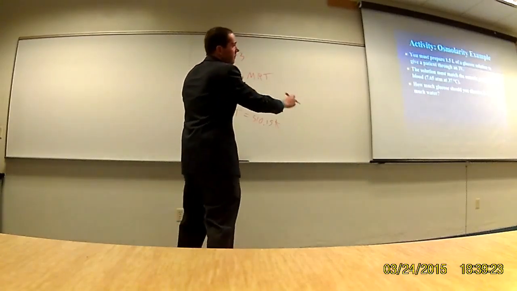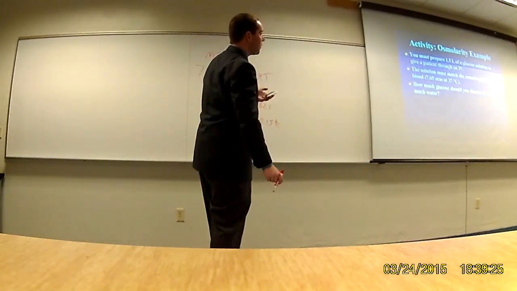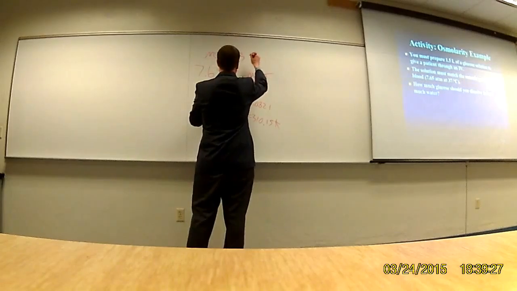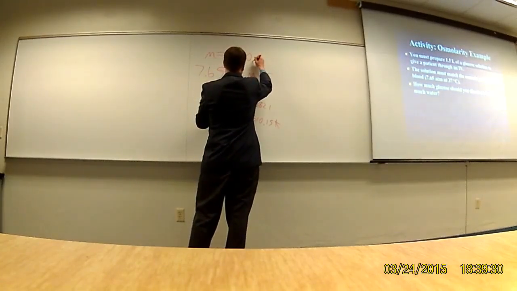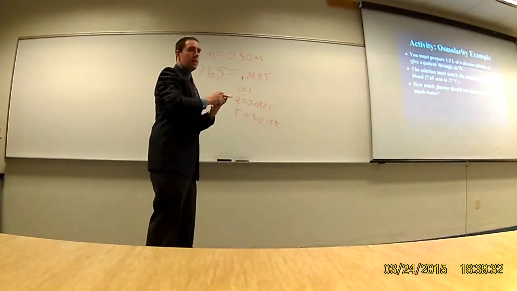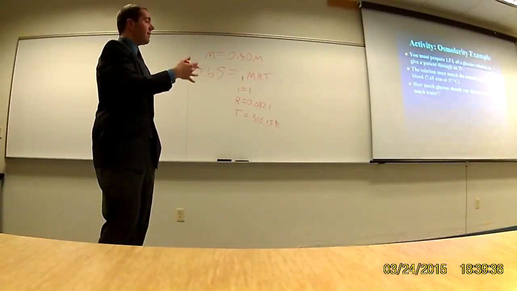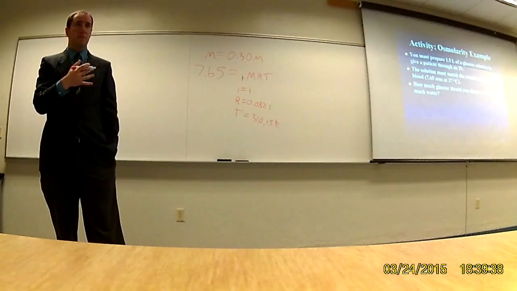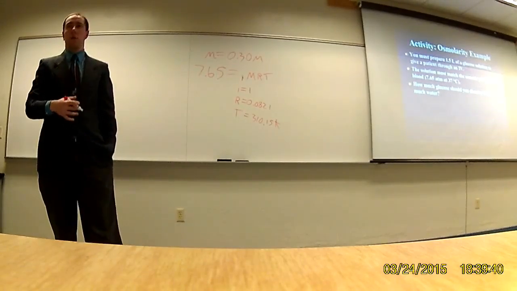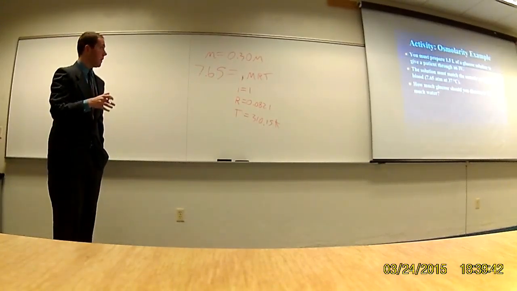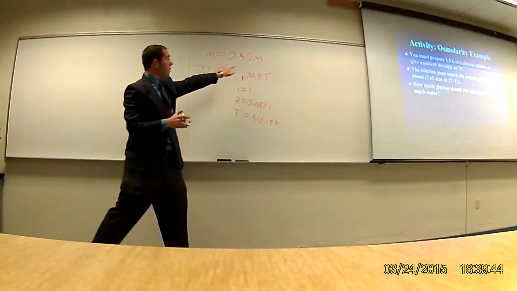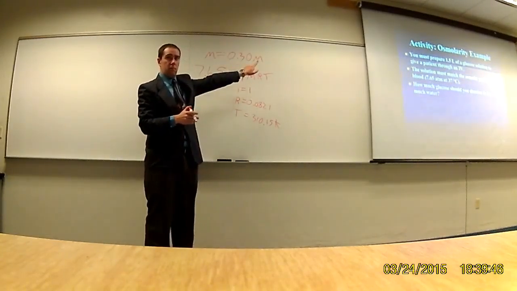So M equals... How many sig figs? 1. 2. 0.37 molar. So we solve for a concentration. The question is, how much glucose should you dissolve and how much water? What is the formula for molarity? Because that's what we have here, is molarity.